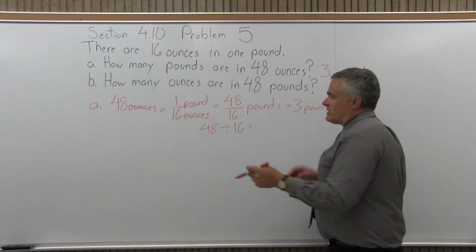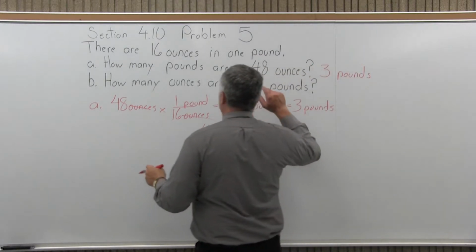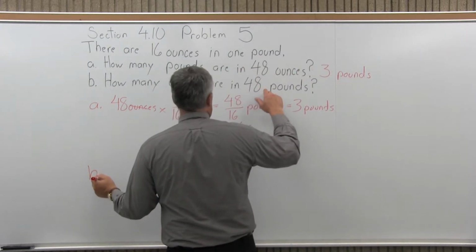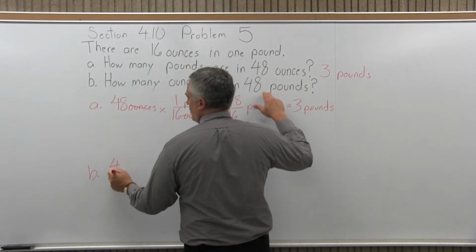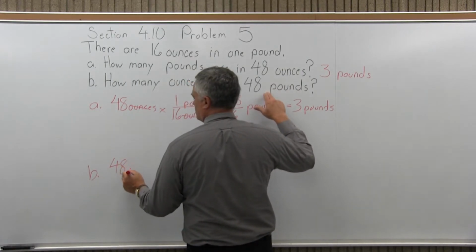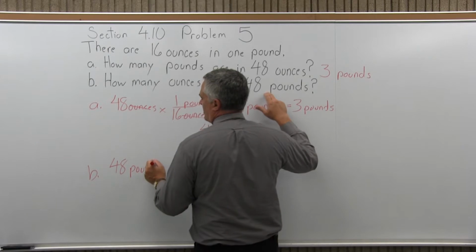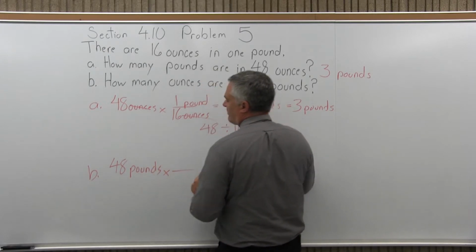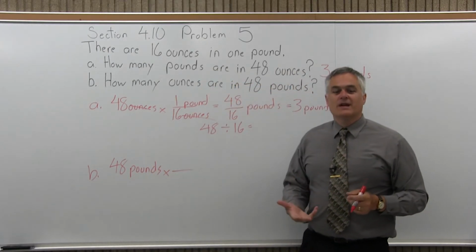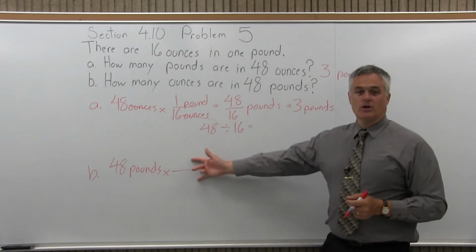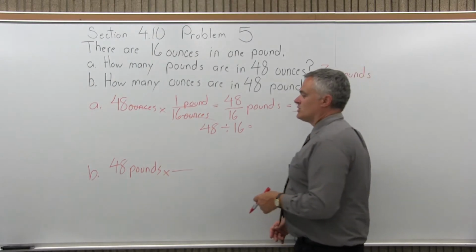Now B, same process, but you're going to do the conversion in the other order. So for any of these, start with the amount that's given. What's given is 48 pounds. Now I'm going to convert that to ounces. So again, I'm going to multiply by a fancy number 1. I'm going to have the same amount numerator and denominator, which will reduce to 1.